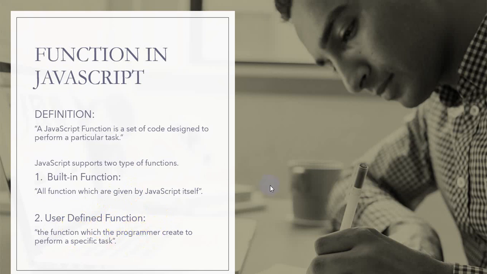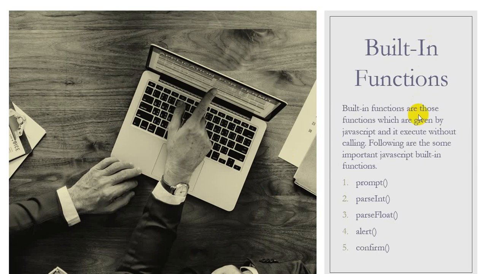Now I am moving towards the built-in function. What is the built-in function? I have already explained. Now we will see some examples. Built-in functions are those functions which are given by JavaScript. Why am I talking about JavaScript? Because we are learning JavaScript only. So the function which is given by JavaScript comes under built-in function, and this line is very important: it executes without any calling.